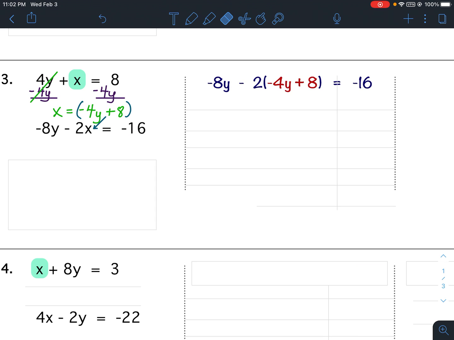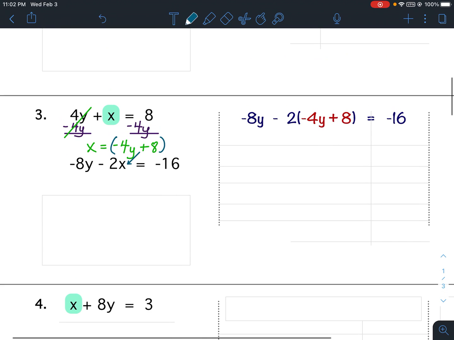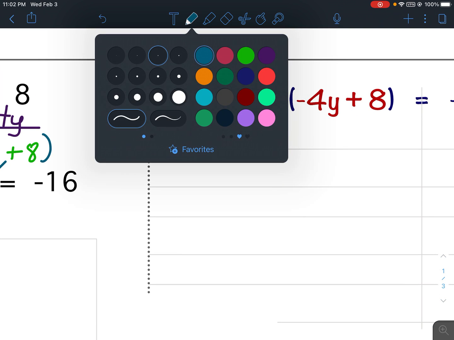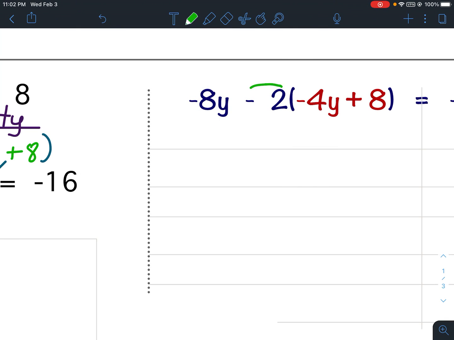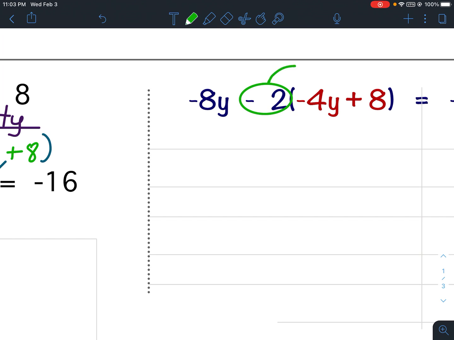And it would look like this. -8y minus 2 times the quantity -4y plus 8. Again, that's what we solve for. Equals -16. All right, so the first step is going to be the distributive property. I'm going to take this outside -2 and multiply it times each inside term. So I'm going to take -2 times -4y, then -2 times 8.